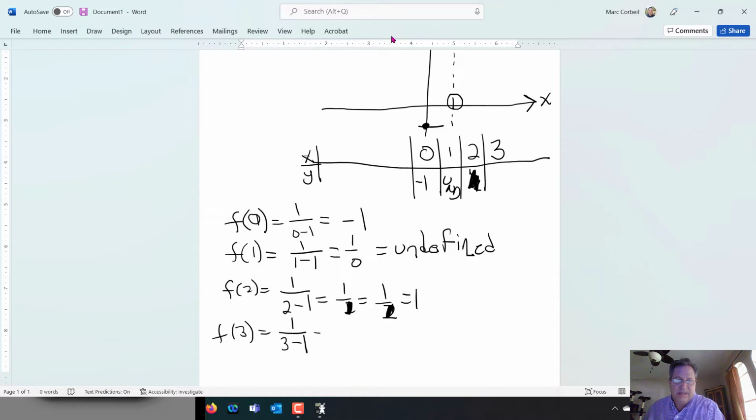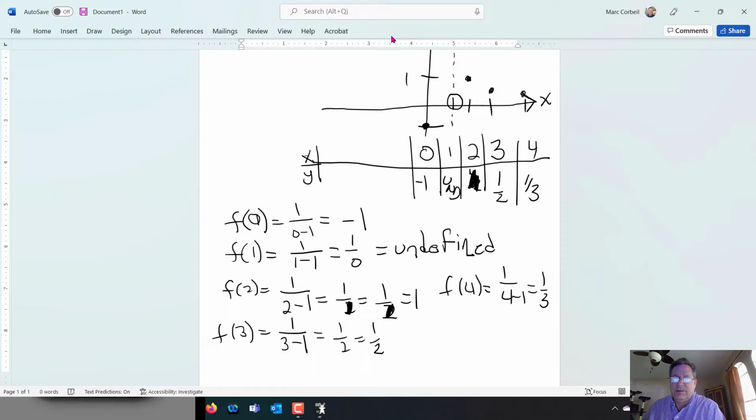1 over 3 minus 1, that is going to be 1 over 2, or 1/2 for the f of 3. F of 4, I'll get 1 over 4 minus 1, or 1/3. So at 2, I get 1. At 3, I get a half. And at 4, I get a third.